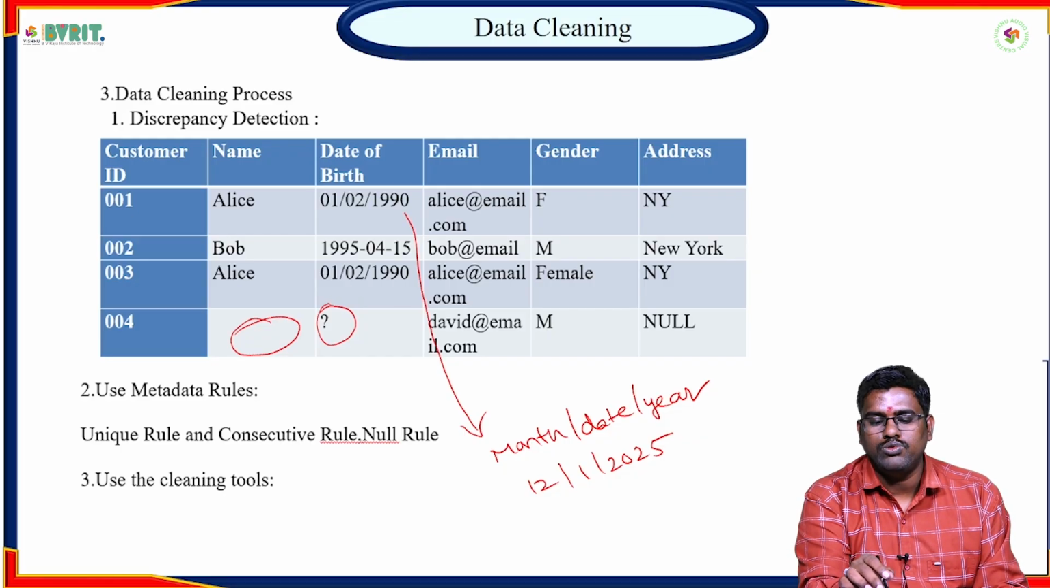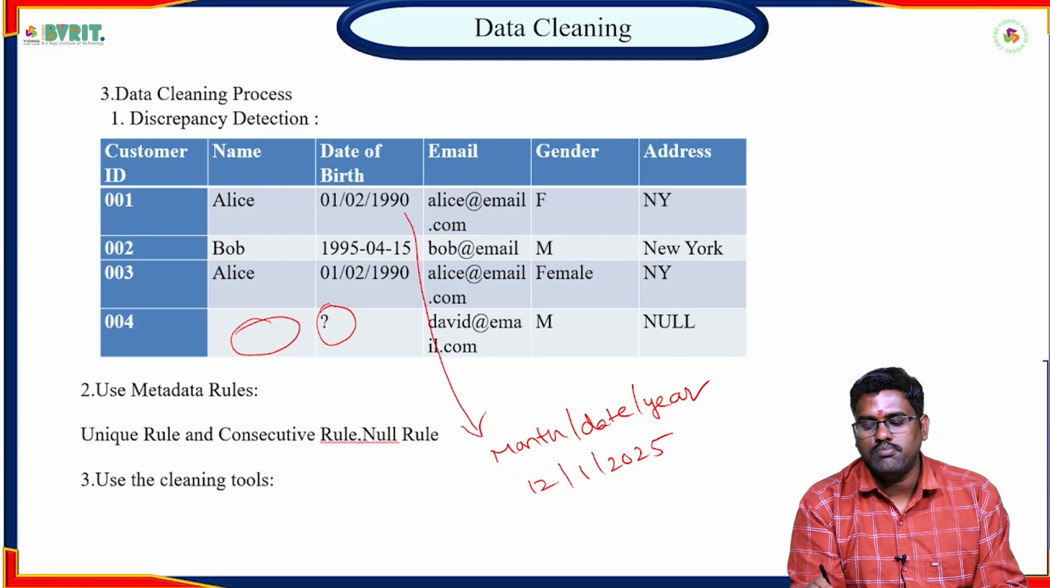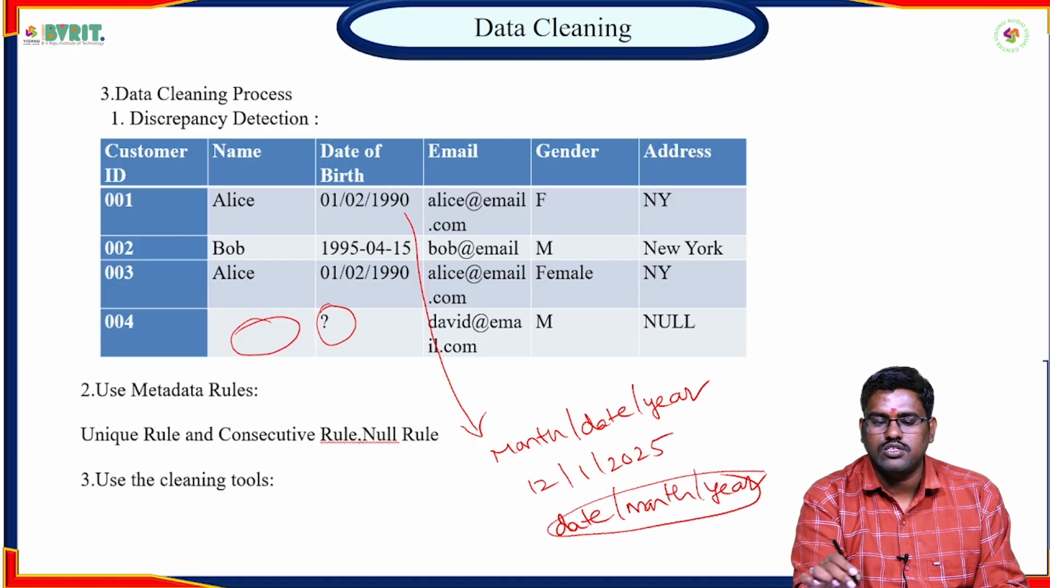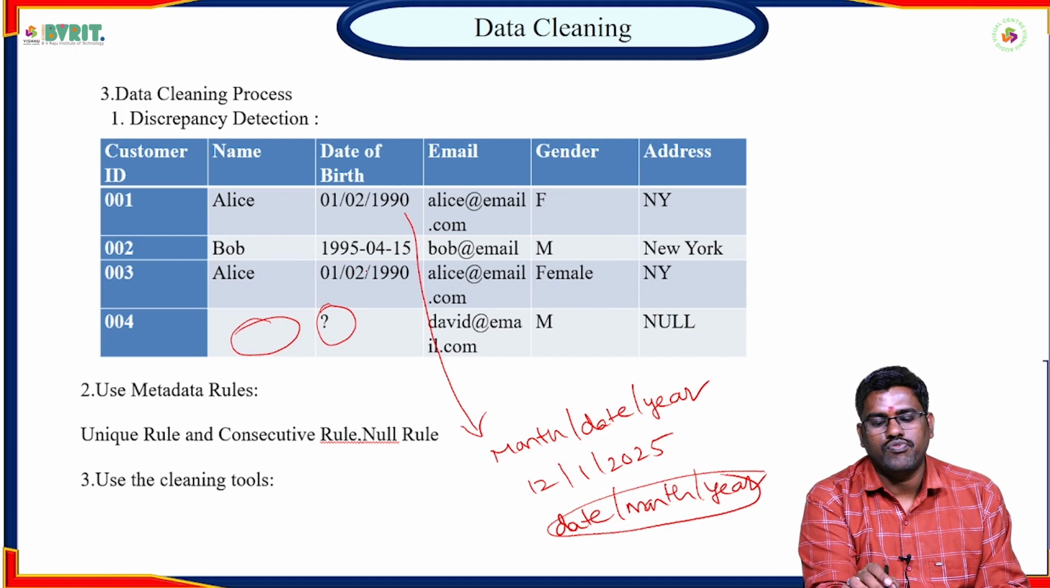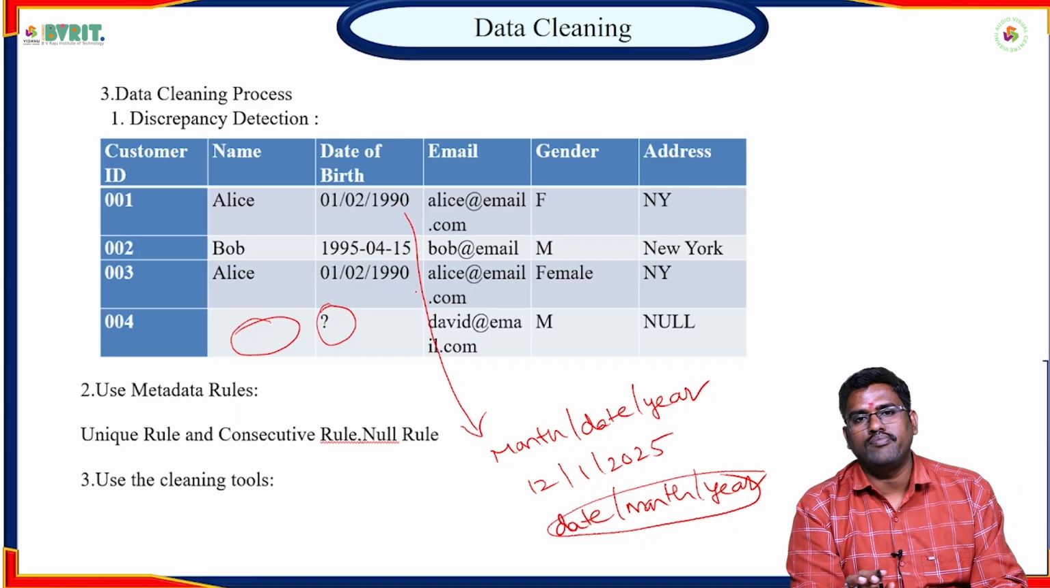So we need to change all the dates of birth into the same manner, maybe month, date, year, or maybe date, month, year, like that. In the same unique format, these values will be replaced. That means the values will be 1/2/1990, next 15/4/1995, then 1/2/1990. So like that, the values will be replaced.